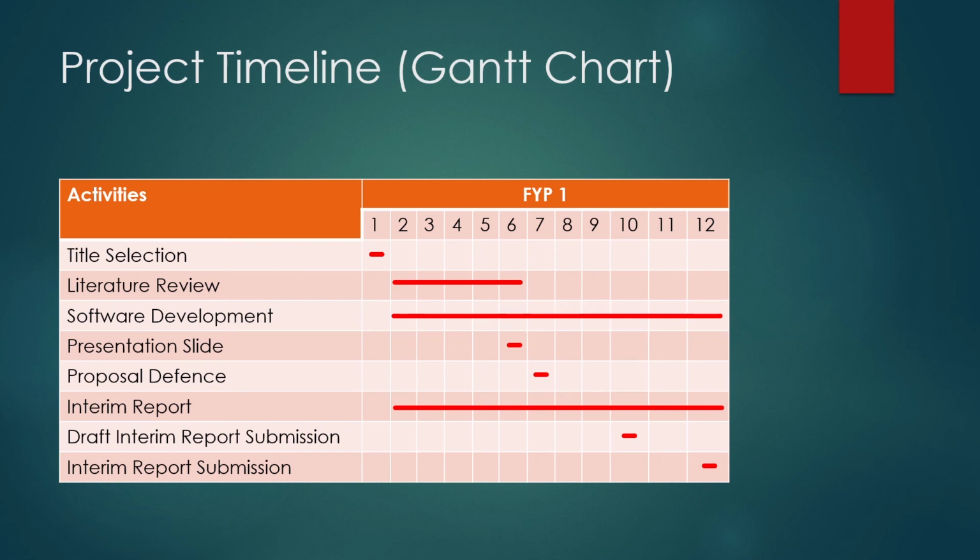So lastly, this is my project timeline, my Gantt chart. In week 1, I've done my title selection. From week 2 to week 6, I've done my literature review. From week 2 all the way into FYP1 and FYP2, I'll be doing my software development. My presentation slide will be done in week 6, and then my proposal defense will be submitted in week 7. The interim report will be done since week 2 and will be submitted in week 10 and week 12.